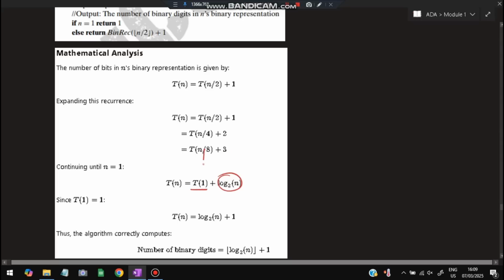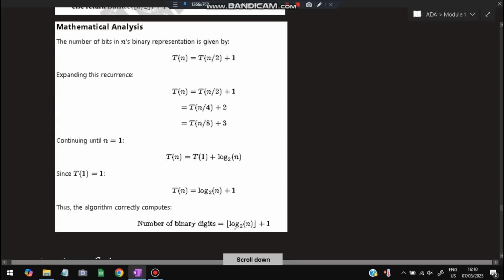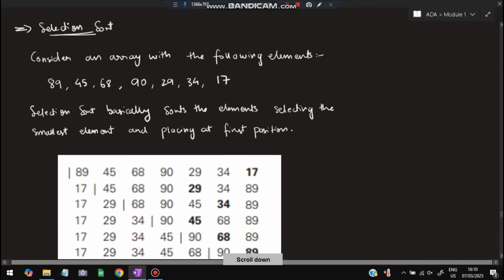So it can be written in the form of log, and T(n), T(1), until we reach the end it will become 1, because finally it will become n by n, which is 1. So T(n) is T(1) plus log 2 of n, and when we keep on going, we get the final value log 2 of n plus 1, because T(1) is a constant, which is 1. So the number of binary digits will be log 2 of n plus 1. This is the time analysis for the binary recursive. Those two are very important, the recursive and non-recursive mathematical analysis with examples and steps.